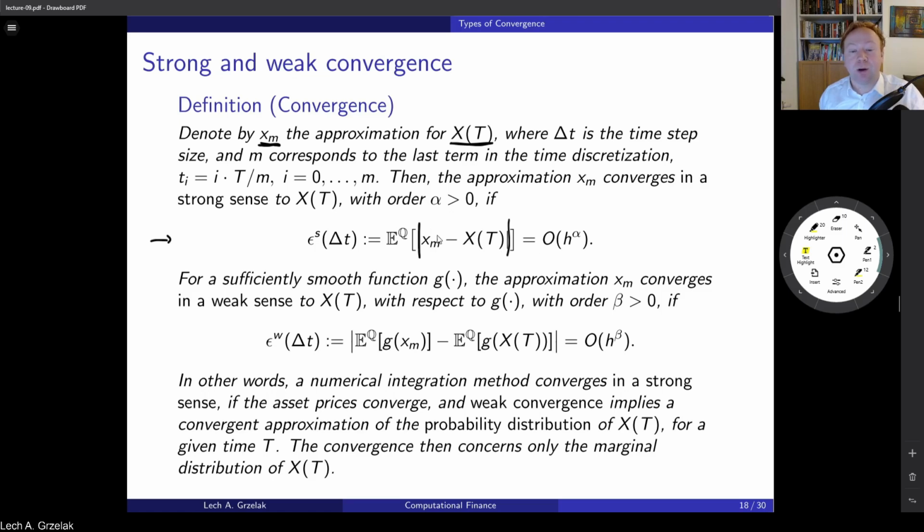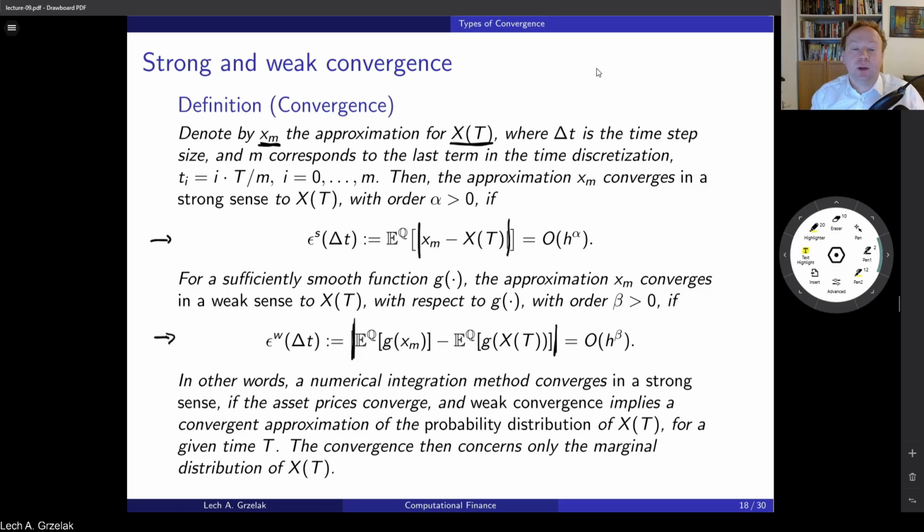And then we have, of course, depending on the difference, what we have there, we can quantify whether the error is in the order of h alpha. And h will define here the discretization, the time step, what is the time step in our discretization scheme for achieving xm. On the other hand, the weak convergence is when we talk about also absolute sense, but this time we have expectation which is not outside the absolute value, but inside the absolute value. So now we talk about a difference of expectations in absolute sense, and this is weak convergence.